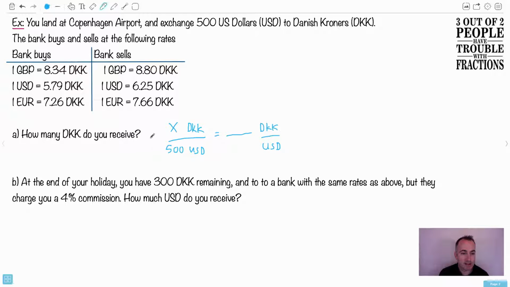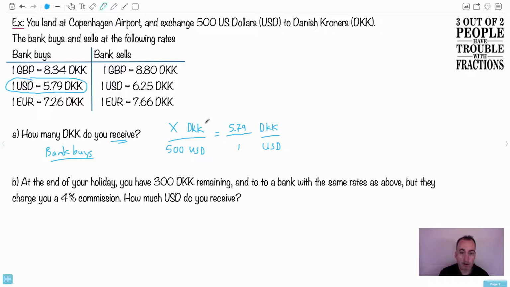We have to look at this and say, well, what's happening here? If I'm receiving this money, if you think about it from the bank's point of view, what are they doing? The bank is technically buying my dollars. That's what they're doing. So the bank technically buys your dollars. That means they're going to buy my US dollars in order to give me kroners. So that's why I have to use this number right here. In this case, I have 1 USD, so I'll put the 1 USD here, and the 5.79 kroners, that goes over there.